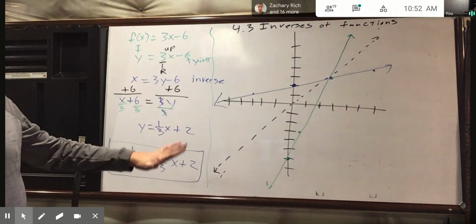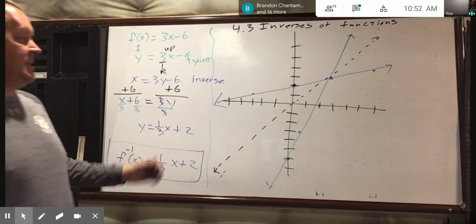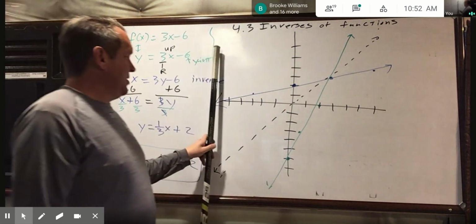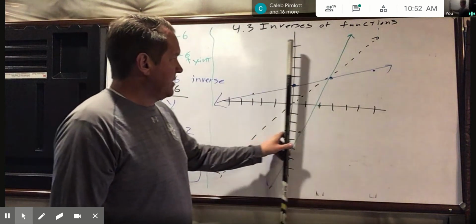And if you look at them individually, just the green line by itself and just the blue line, they will both pass that vertical line test. So if I look at just the blue, it's only hitting one spot. And the green, even though it's steeper, it's only hitting one spot as well.